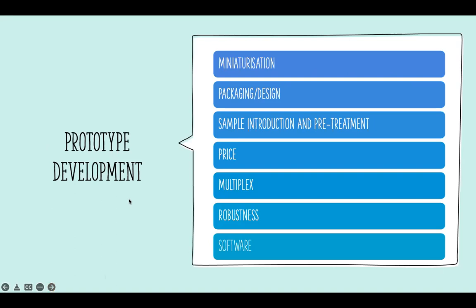So when we start to think about prototype development, just now is the real samples issue, which I put in here. How are you going to introduce the sample? Is it by dropping? Is it by injecting, or is it just exposed to it? You just dip it inside the water, or you just dip it inside the waste.